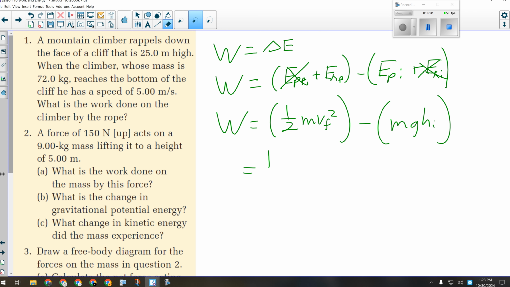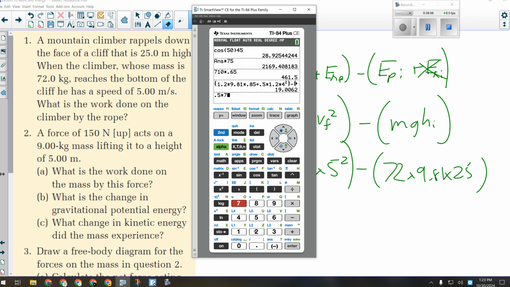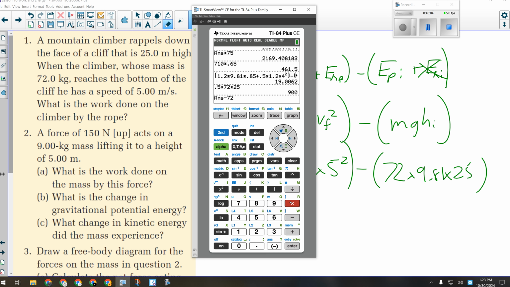So, if I plug in my numbers, 1/2 times 72 times 5 meters per second squared, minus 72 times 9.81 times, how high was the cliff? 25 meters. So 0.5 times 72 times 25, minus 72 times 9.81 times 25. Whoa, yeah, okay.